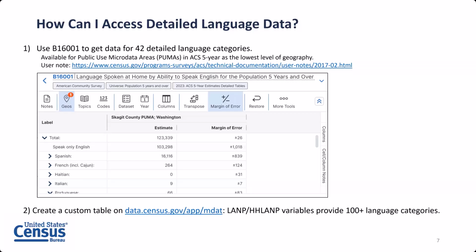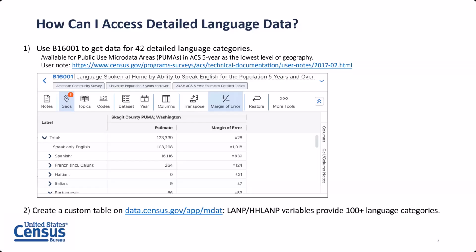And I'm not showing it here on the slide, but the table will also specify how many of those speakers also speak English very well, and how many of those speakers speak one of these languages other than English and speak English less than very well. The big thing to note with this particular table is that there were changes made in 2016. You can explore the details of that using the user note that I've linked to at the top of the slide. And with those changes, there were geographic restrictions applied to the table.